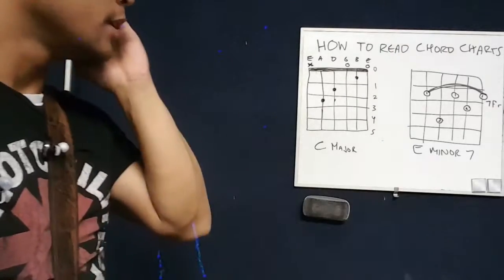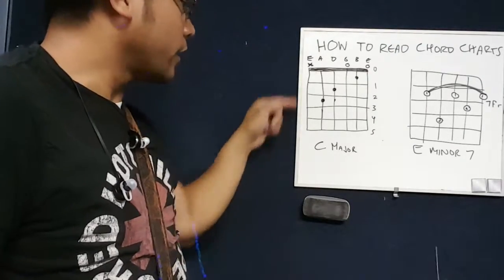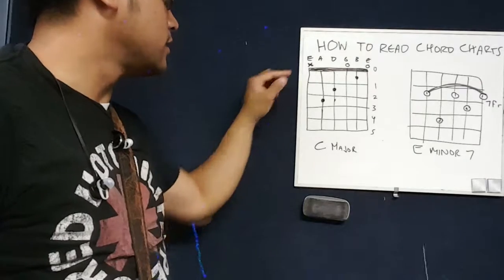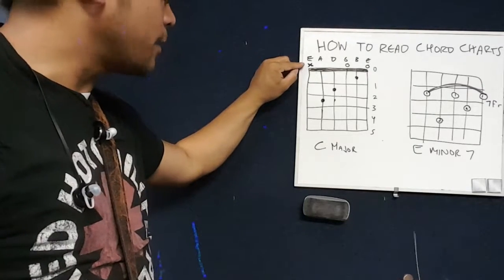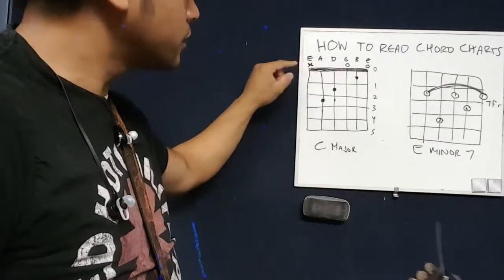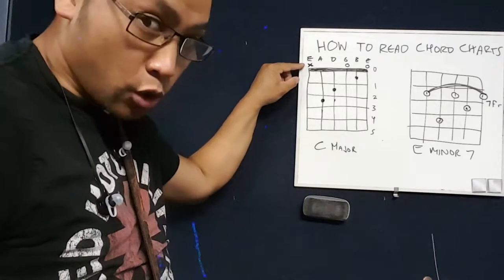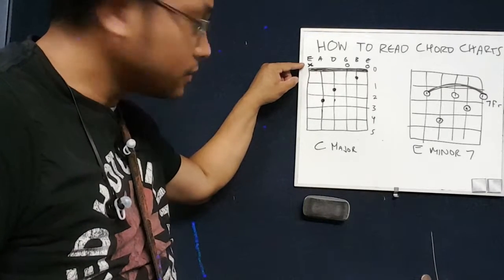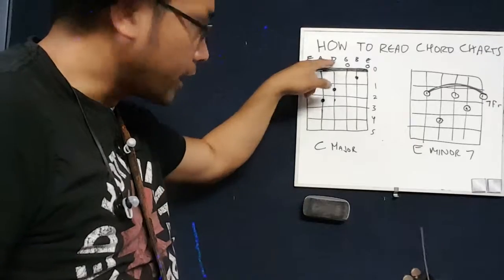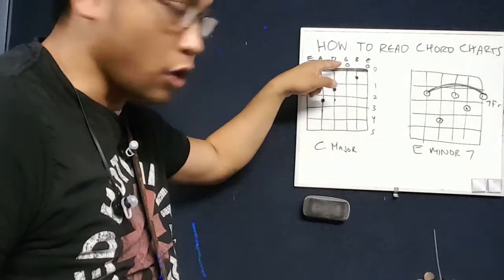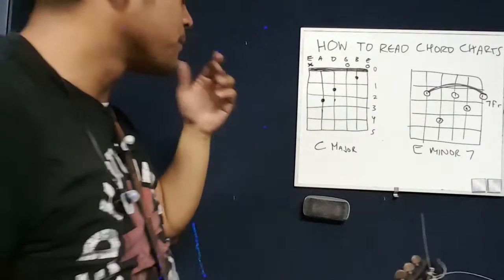Another thing about reading this notation is that on the very top here you have X's or O's. An X basically means you don't play that string, and an O means you play the note on an open string.